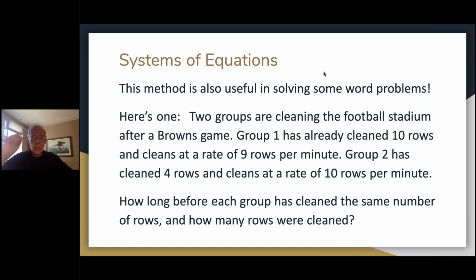And this is going to be the only one we show you today. 2 groups are cleaning the football stadium after a Browns game. Group 1 has already cleaned 10 rows and cleans at a rate of 9 rows per minute. And group 2 has cleaned 4 rows and cleans at a rate of 10 rows per minute. How long before each group has cleaned the same number of rows and how many rows were cleaned?